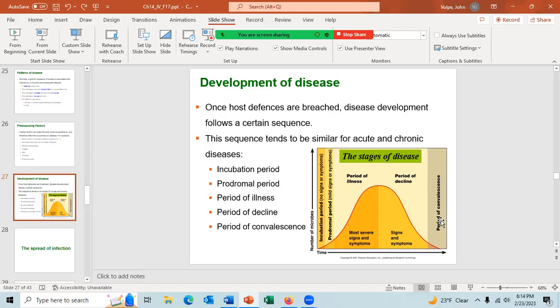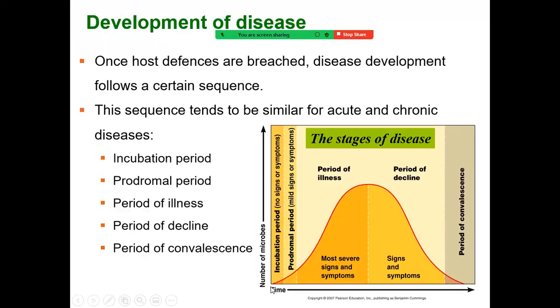Normally, a patient is first exposed to the disease-causing organism, and they have no signs or symptoms of disease. The organism is growing in the patient, and we call this period the incubation period. From when the patient is first exposed to the disease-causing organism till the patient has the first signs or symptoms. That's the incubation period, no signs or symptoms of disease.